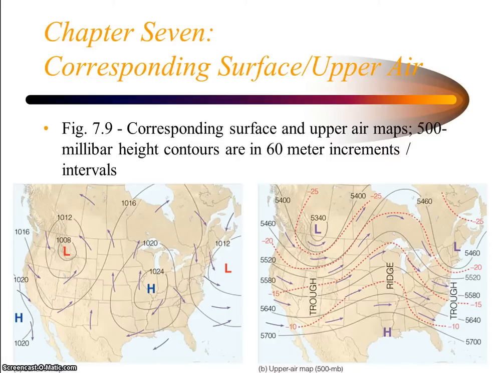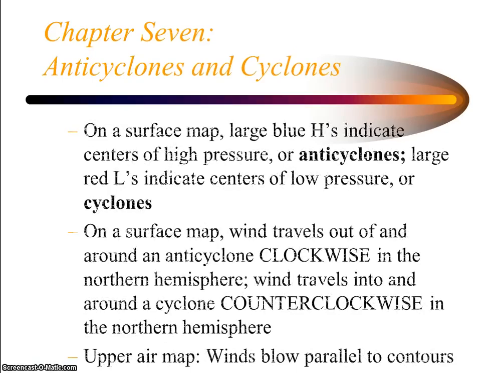The dashed lines on the map on the right indicate temperature contours in degrees Celsius. So obviously the colder the air gets near that purple low, you see minus 25 there. So cold air aloft is associated with low pressure, warm air aloft is associated with high pressure ridges.